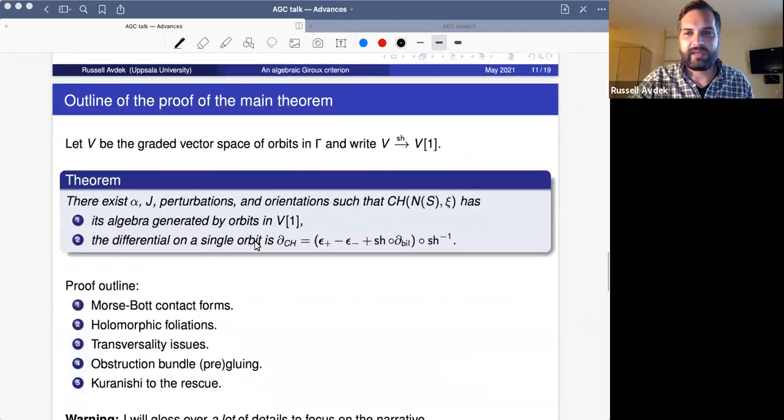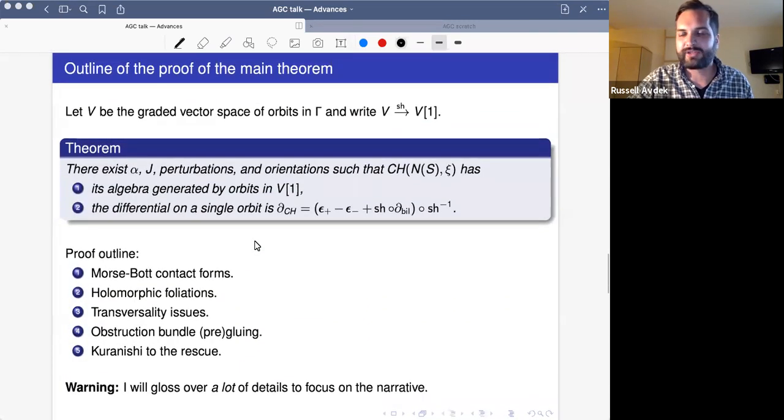So now we'll give an outline of the proof of the main theorem. Just to restate what it is, we have a graded vector space of Reeb orbits inside of the dividing set gamma. And the theorem says there exists a contact form alpha, almost complex structure perturbations and orientations such that the contact homology can be computed by taking the Reeb orbits in the dividing set, grading shifted up by 1, and using the differential which is the count of planes in the positive region minus the count of planes in the negative region, plus the cylindrical term, which is the bilinearized contact homology.